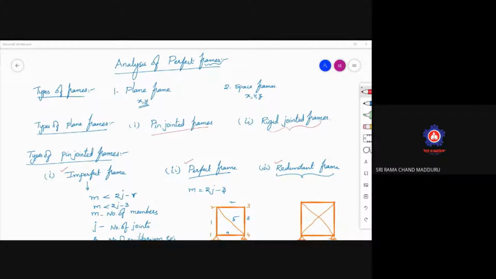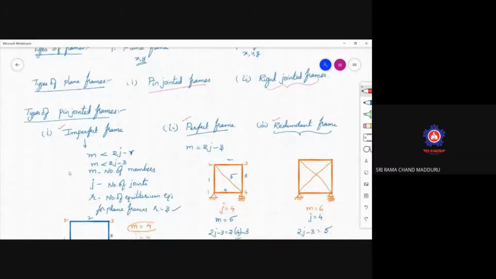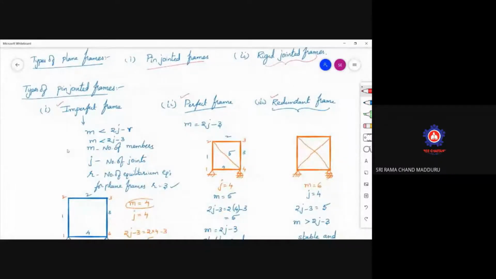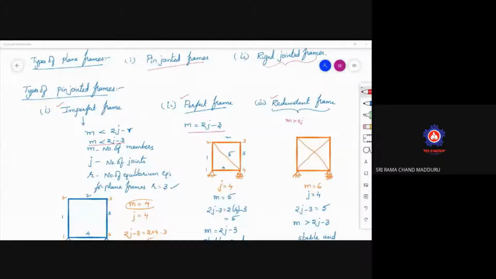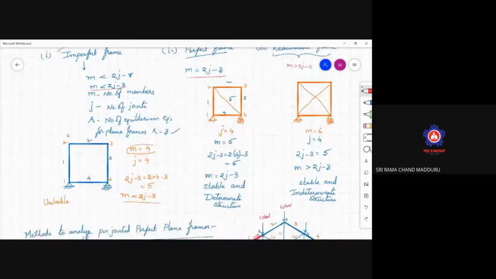Imperfect, perfect, as well as redundant. We call them imperfect when m is less than 2j minus 3. When m is equal to 2j minus 3, that is considered a perfect frame. When m is greater than 2j minus 3, that is considered a redundant frame.